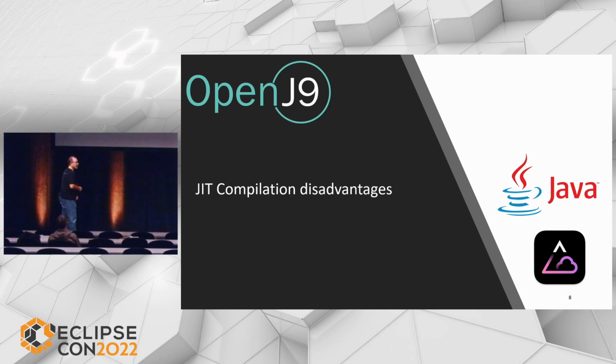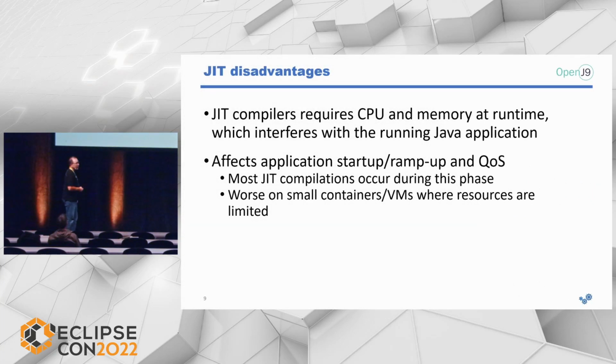And the reason it can be so optimized is that it's running in the actual runtime of your application. So that's good, but it also has some negative effects. There are some disadvantages. Namely, that it's sharing CPU and memory with your application. And this mostly affects startup and ramp up of your application. So real quick, startup time is the time it takes your application to be ready to accept requests. And ramp up is that additional time it takes to become optimized, so all the methods that need to be compiled will be compiled.